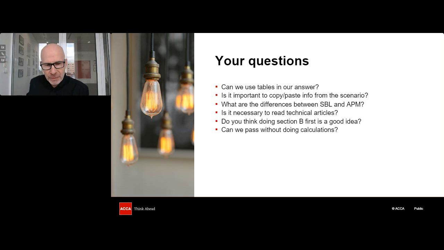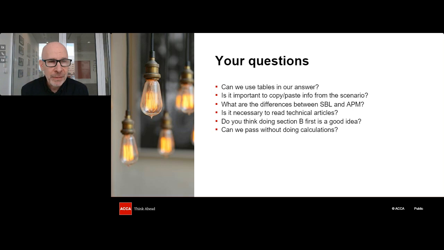Can we pass without doing calculations? There's going to be 10 to 15 marks for calculations. In theory, you could. It would be a very risky approach. Try your best with the calculations. If you get a little part of it wrong, they'll assume your calculation is correct when you move to the next part. So do not skip the calculation.